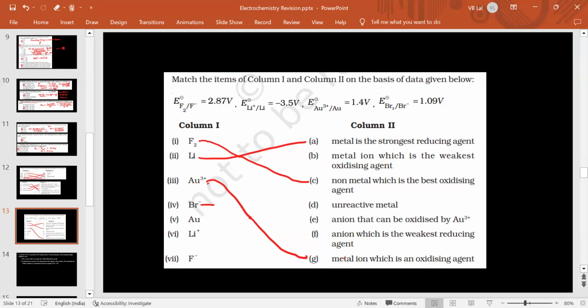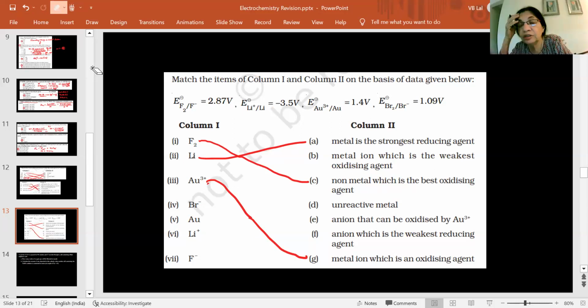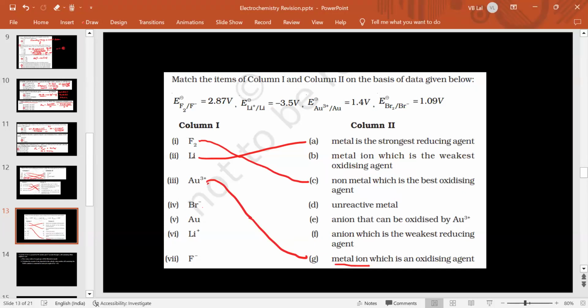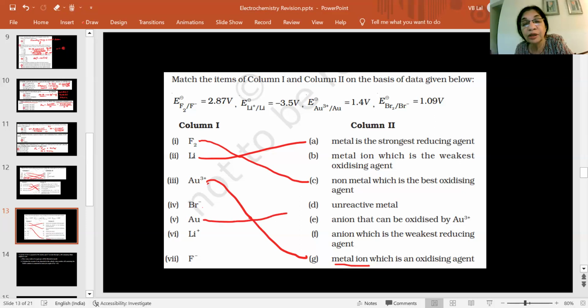Br minus cannot be G, because G is actually written as metal ion. This is an anion. That is the difference. Okay. So I can't connect it to G. But let us leave this one and we'll do that later. Au is an unreactive metal, that we know. It is not very reactive. Silver, gold and platinum are metals which are not very reactive.